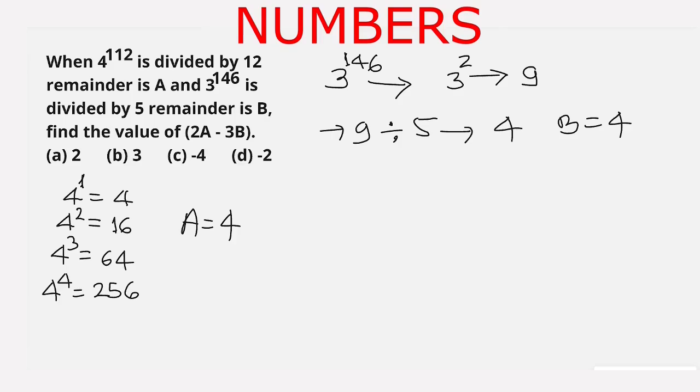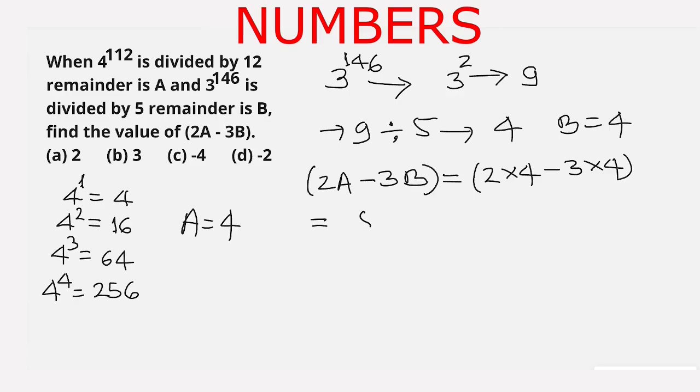Now we have to find the value of 2A minus 3B. So this is 2 multiplied by 4 minus 3 multiplied by 4. This is equal to 8 minus 12. This gives minus 4. Thus, the value of 2A minus 3B is minus 4. And from the given options, our answer is option C, minus 4.